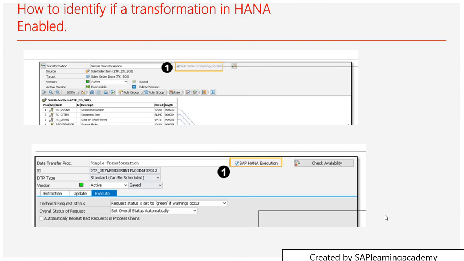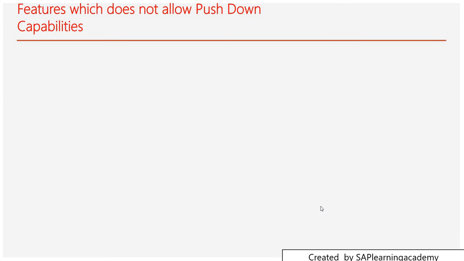Now we are moving ahead to the next part of this tutorial. What are the features that do not allow the push down capabilities, meaning which do not allow the capabilities of the HANA database? First, queries as InfoProvider is not supported as a source. If you are creating a data flow, a DTP, from a query as InfoProvider as a source, that will not work in this case.